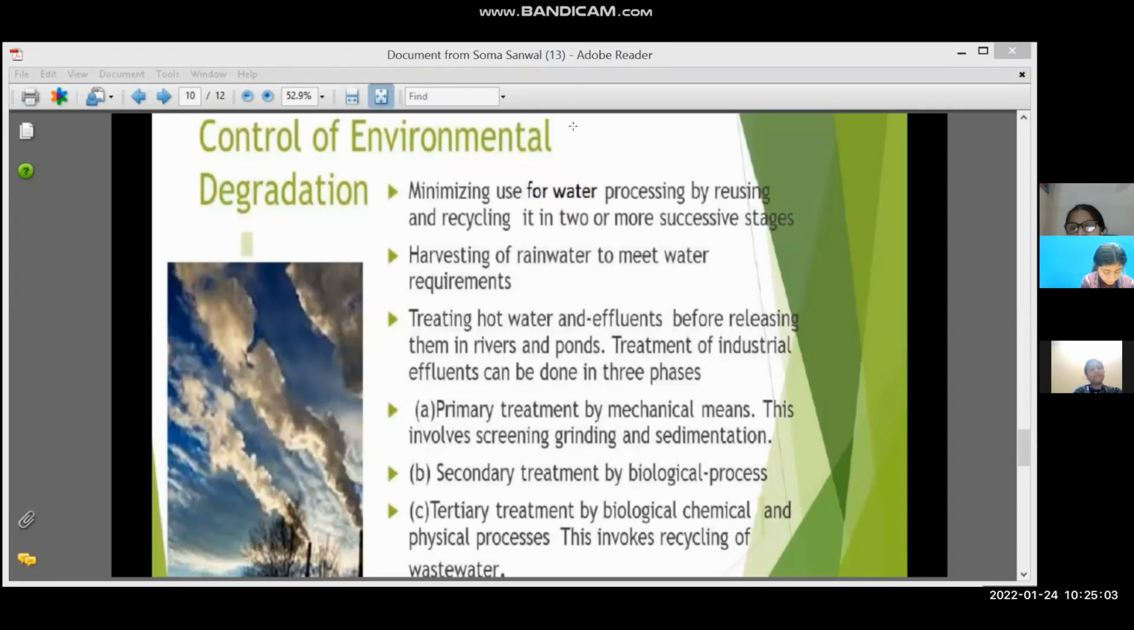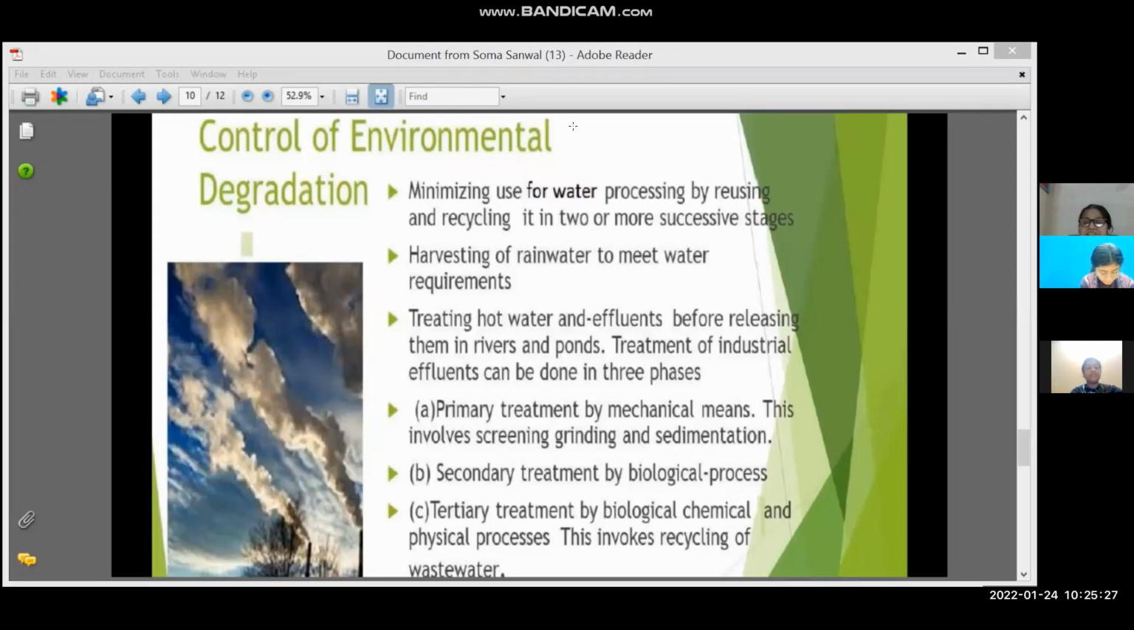The second includes the biological process. In the biological process, you use a natural method to treat the wastewater. You can use bacteria and microorganisms to decompose dissolved organic matter. So the dissolved organic matter can be broken down by the action of microorganisms and bacteria.